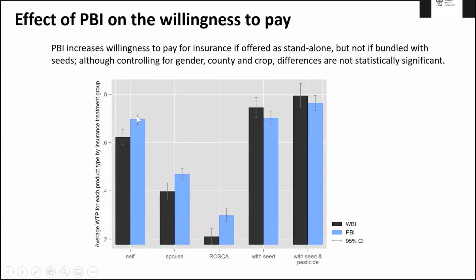We see higher willingness to pay for picture-based insurance when it is offered as a standalone product. Now, interestingly, once it's bundled with inputs, the willingness to pay for picture-based insurance is slightly lower than for weather index-based insurance. And we think that this could have partly to do with moral hazard, that farmers are saying, oh, if I already have insurance, then I don't have to pay as much for seeds, for better seeds. So that is something that we're currently looking into.